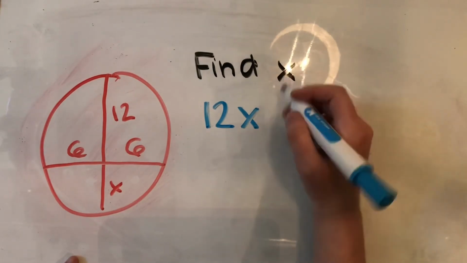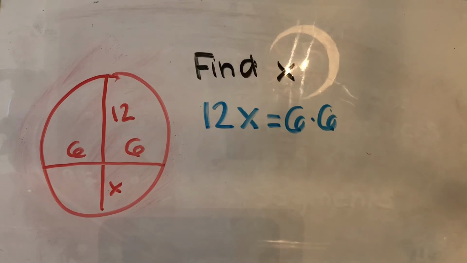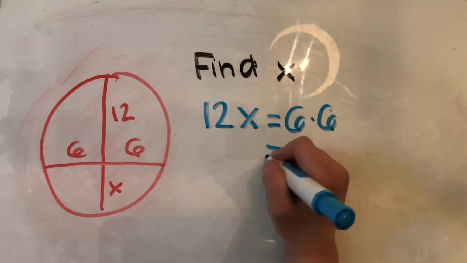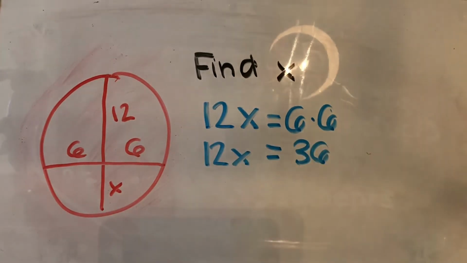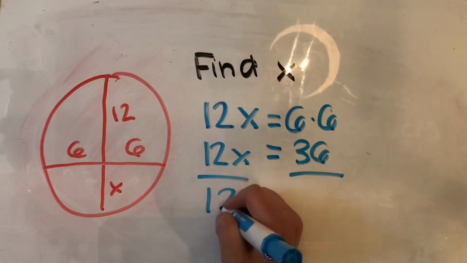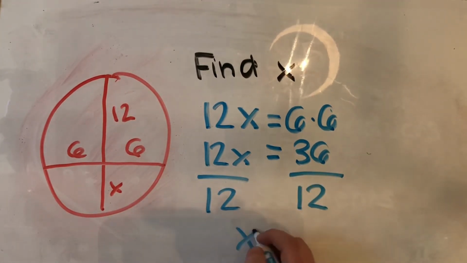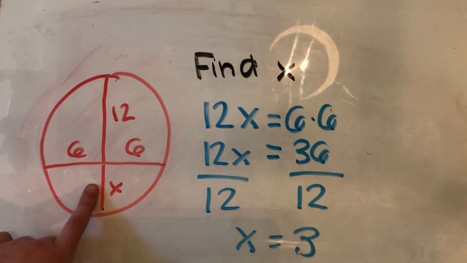So we'll set up our problem. So we have 12x is equal to 6 times 6. So that's pretty simple. We know 6 times 6 is equal to 36. And we still have 12x. Then we can divide by 12 to get x alone. And we get x is equal to 3. So we know that this value is 3.